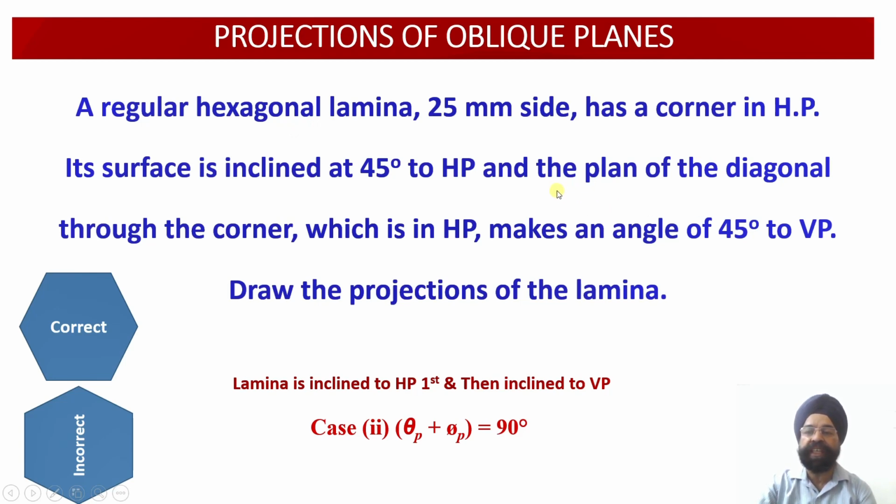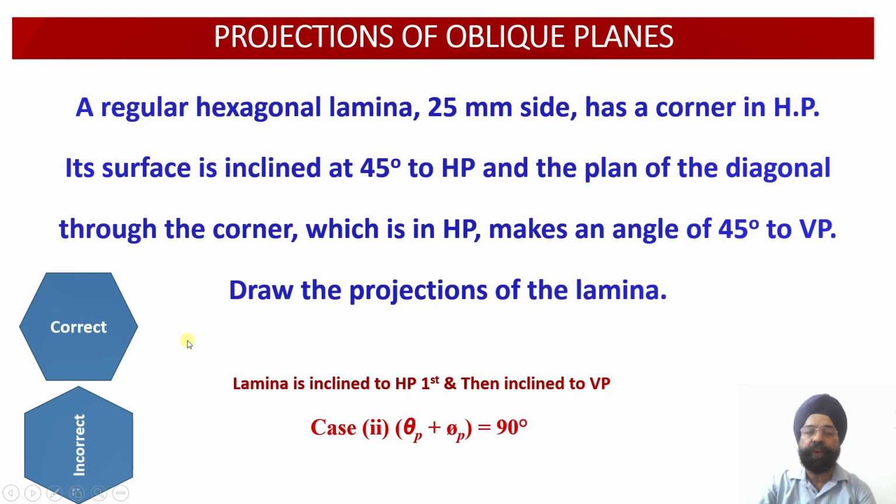Then the second rotation is, the plan of the diagonal through that particular corner which is lying in the horizontal plane makes an angle of 45 degree to VP. It means that the angle beta is the angle of inclination of the plan of the diagonal, or the apparent length of the diagonal, which is corresponding to that corner which is lying in the horizontal plane. So it makes an angle of 45 degree to the VP. So that is the second iteration that we are going to draw. So based upon these two inclinations, we are required to draw the projections of the lamina.